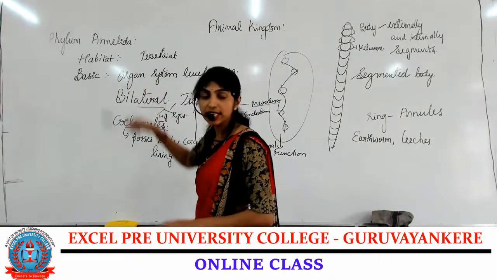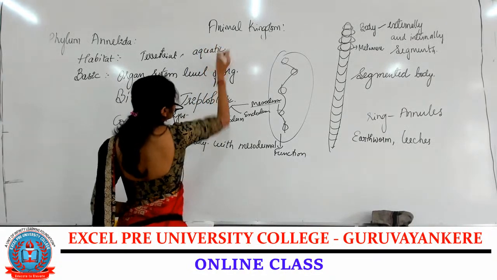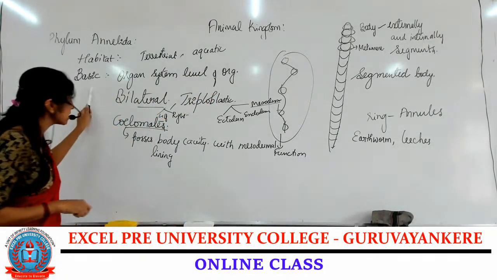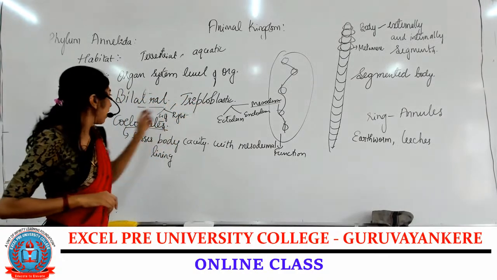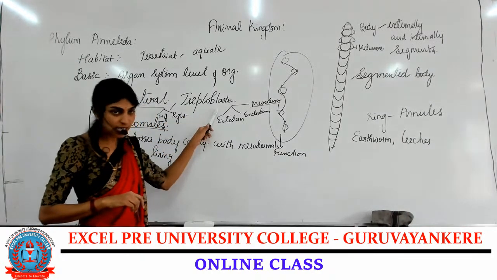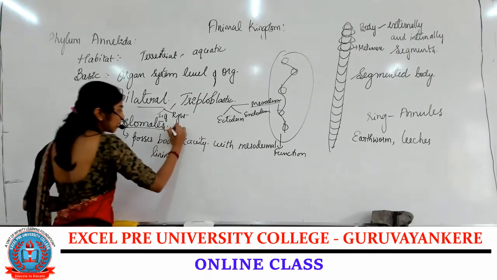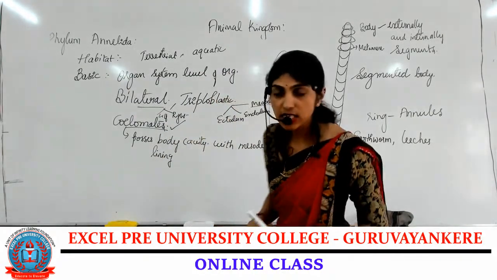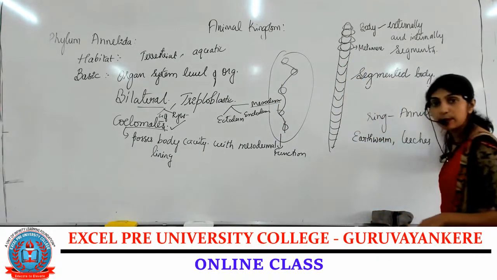Their habitat, generally they are terrestrial, and a few are aquatic as well. That means some can live on land and some can live in water. Their basic level of organization is the organ system level, and they show bilateral symmetry and triploblasty. They have a body cavity lined by mesoderm, that is why we call them coelomates. Coming to their body structure, they have an elongated cylindrical body with a number of segments. That is why we say segmented body.